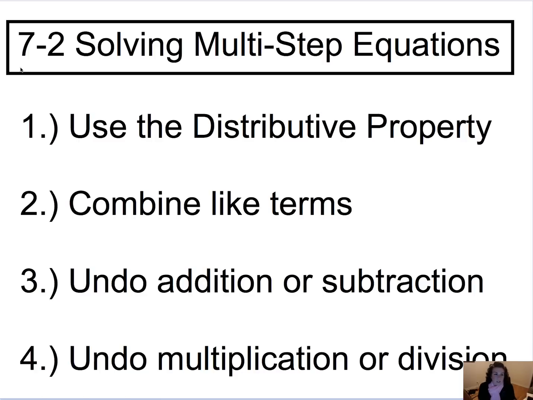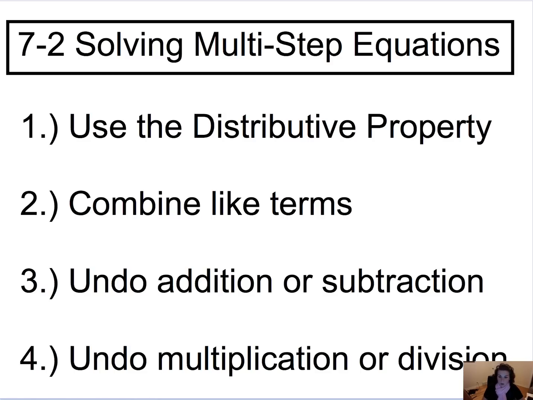Right, so today we're working on Chapter 7, Section 2, which is solving multi-step equations, and some notes you've got to write down before we get started are on this slide right here, so write these in your notes. The steps to solve a multi-step equation are as follows. Number 1, use the distributive property. Number 2, combine like terms. Number 3, undo addition or subtraction. And number 4, undo multiplication or division.